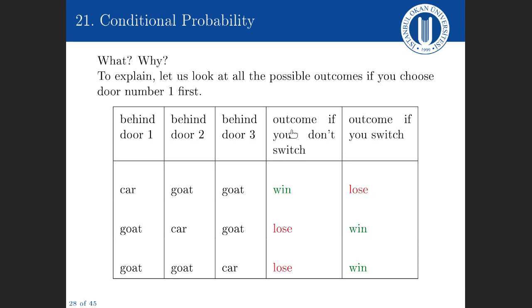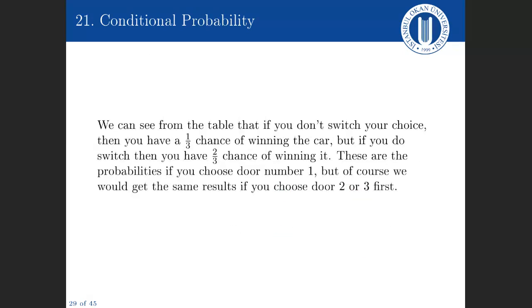Now look at this. If you don't change your mind, you can win one in three. If you do change your mind, you're going to win two out of three. We can see from this table that if you don't change your mind, you have a one in three chance of winning the car. But if you do change your mind, if you switch to the other door when you're offered, then you have a two over three chance of winning.